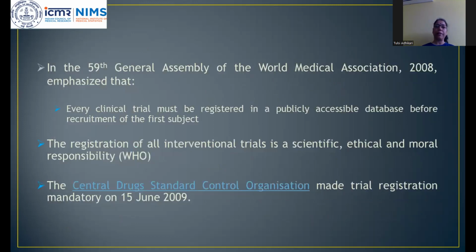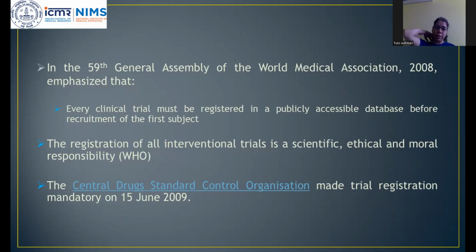And the 59th General Assembly of the World Medical Association in the year 2008 emphasized again that every clinical trial must be registered in a publicly accessible database before recruitment of the first subject. That is, the trial should be registered prospectively.